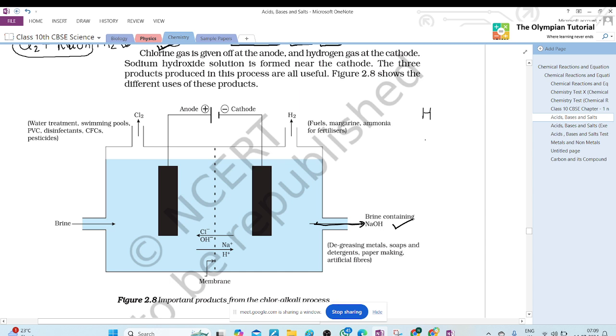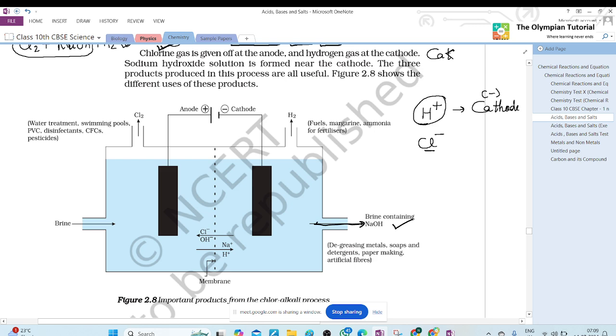Friends, hydrogen, and this one is chloride. Is hydrogen positively charged or negatively charged? Positively charged. And Cl is negatively charged. As hydrogen is positively charged, where will we get it, at the anode or at the cathode? Ma'am, cathode. Why cathode? Because the cathode is negatively charged. Students, remember this point.